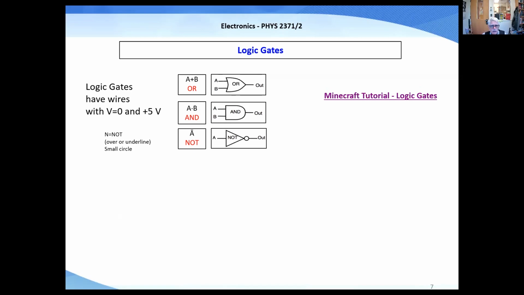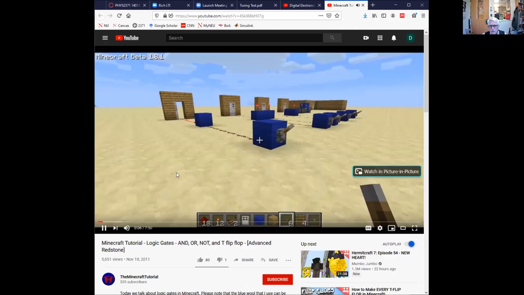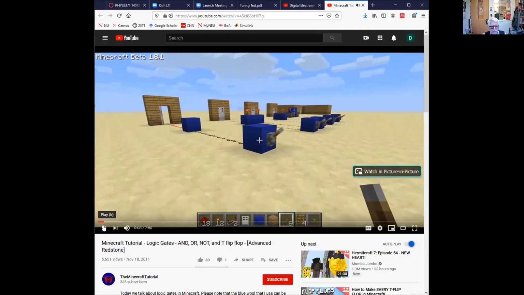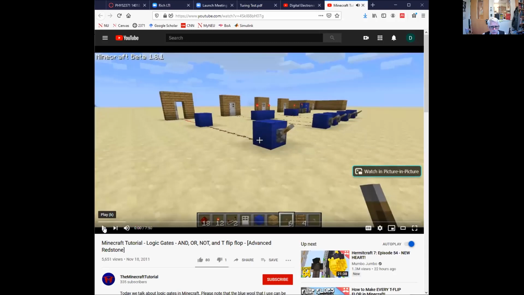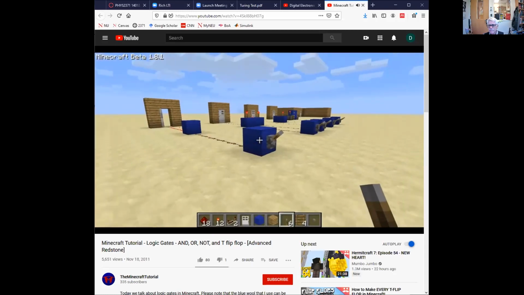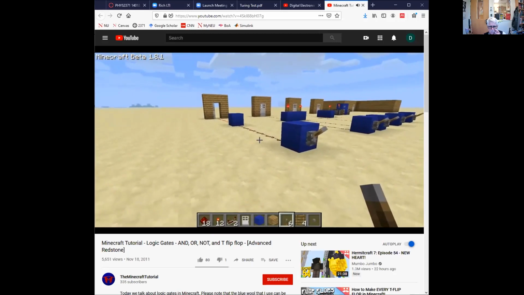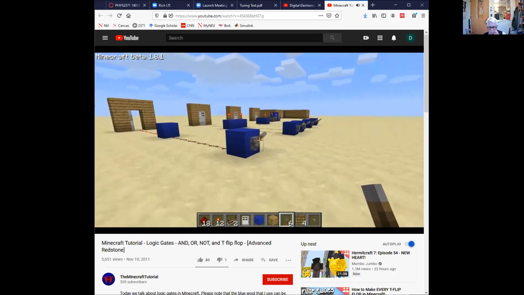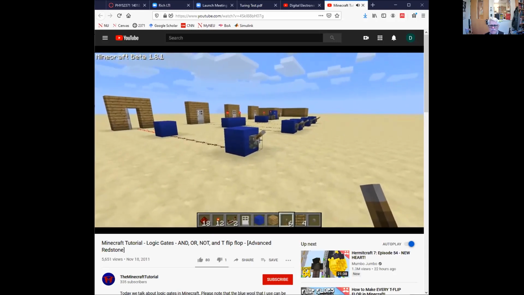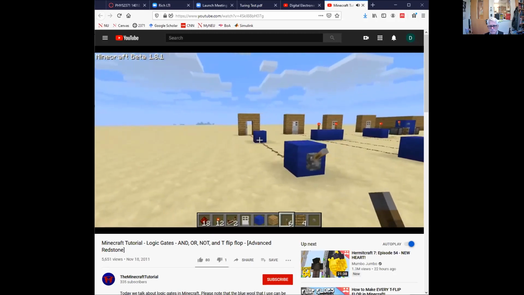Hey guys, this is Andrew from the Minecraft tutorial, and today we're going to be talking about logic gates. This is advanced redstone stuff, so if you don't know the basics, make sure to check out my basic redstone technique.